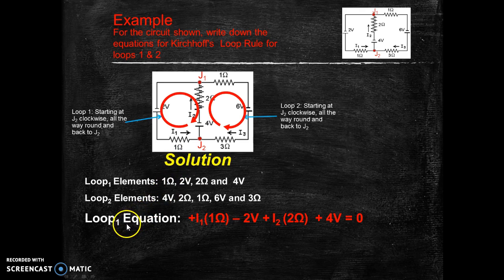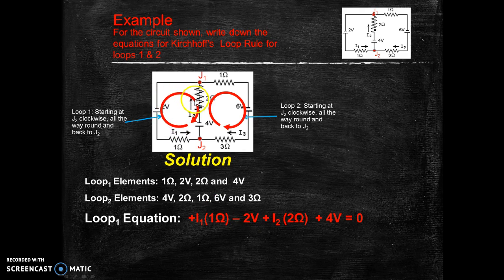Therefore, the loop equation for loop number 1, starting from J2 and going clockwise: we're traversing the 1 ohm resistor in the direction opposite the current. Therefore, we're going in the direction of increasing potential, and the potential difference is plus I1 times 1 ohm. The next element is the 2 volt battery, and we're going in the direction of high to low, the direction of decreasing potential. Therefore, we have minus 2 volts.